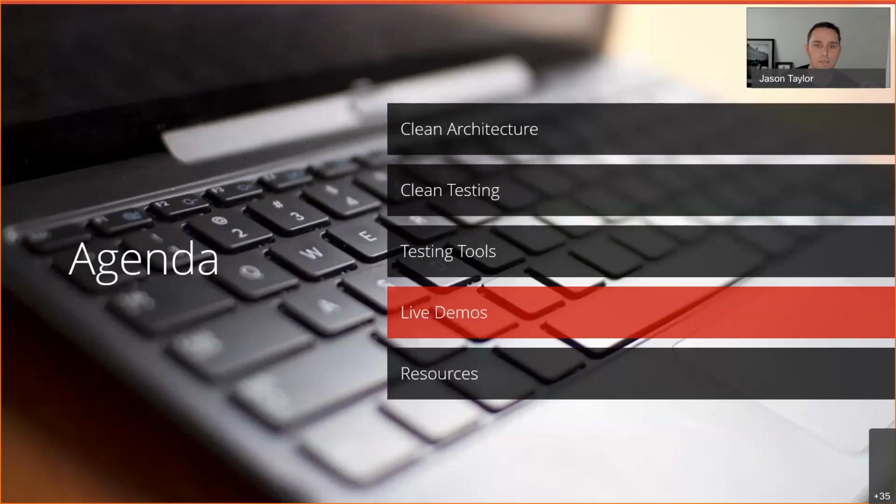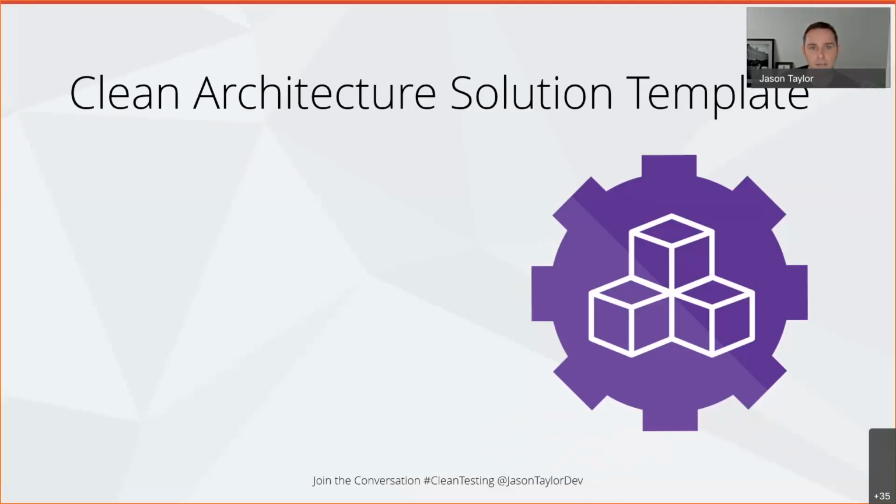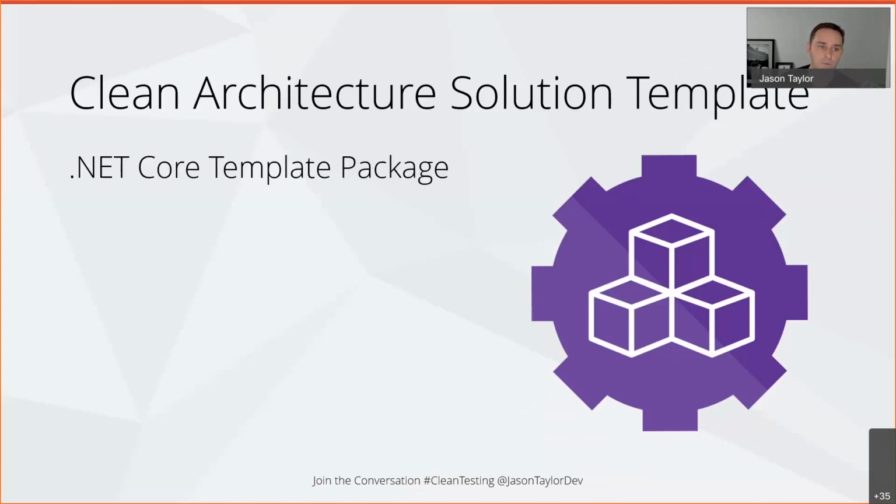All right, the demos we're going to be doing today will be all built using the Clean Architecture Solution template. So this is a template that I built once I had a really good understanding of the type of solution that I wanted to build and how I structured it. So it's a .NET Core template package. You can install it from the command line, run it from the command line.